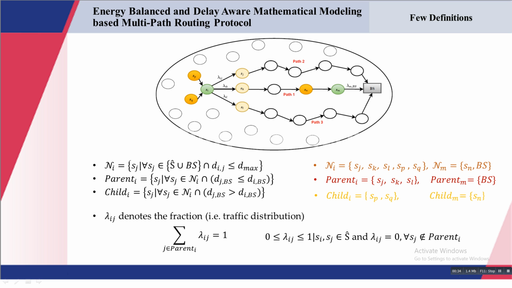So now in this lecture we will see how we have formulated the problem, which basically deals with energy balancing and delay awareness. After that, the solution of that particular formulation gives us the value of lambda ij, and we will see how this lambda ij plays its role in the formulation. And now let us start.